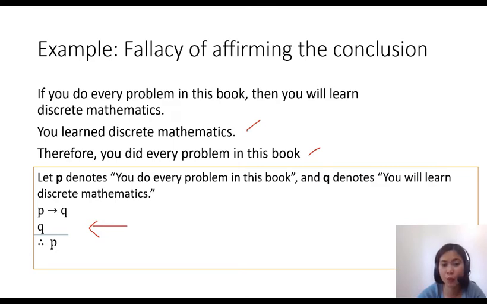by answering every problem in this book. However, there are many ways of learning discrete mathematics, not just by solving certain problems in books. You can learn discrete mathematics by reading, listening to lectures, doing just a few problems in the book, and so on and so forth. So you can't really conclude that this conclusion is correct. Okay? So that is an example of the fallacy of affirming the conclusion.